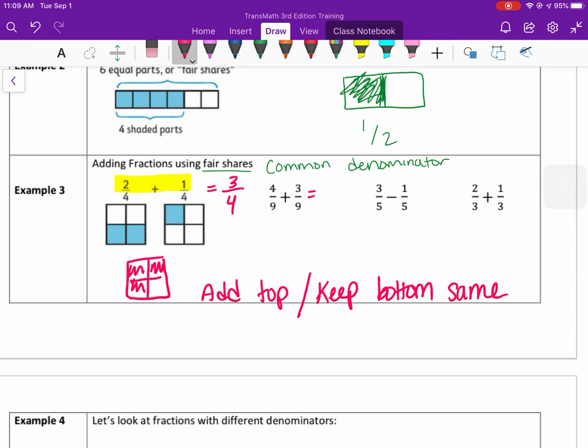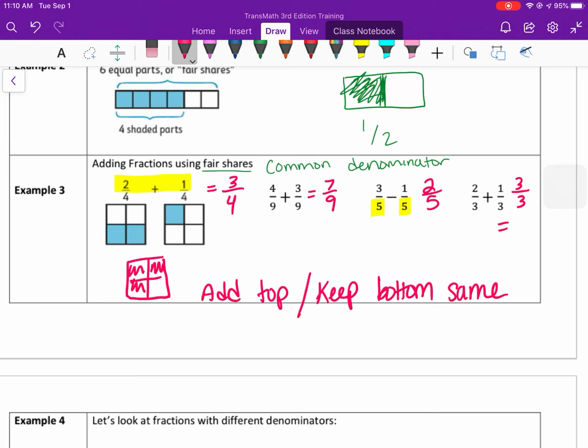So then 4/9 plus 3/9 would be 7/9. Add across the top, the bottom is the same. They must have a common denominator in order to do that. Works with subtraction as well. 3/5 minus 1/5 would be 2/5. 2/3 plus 1/3 would be 3/3.